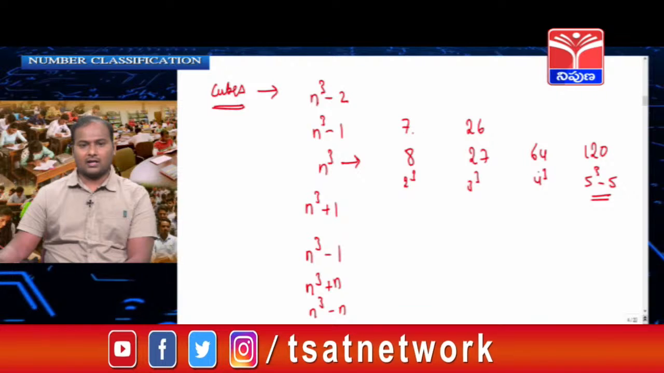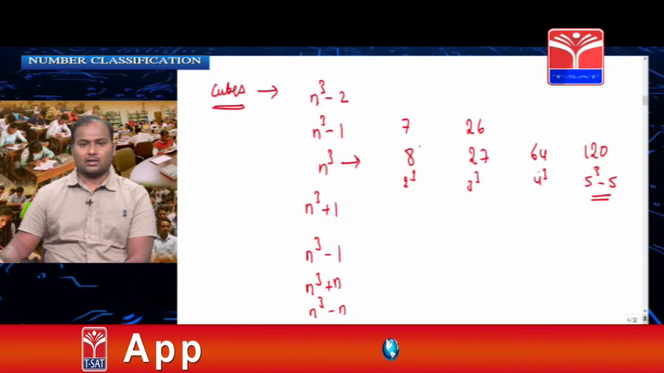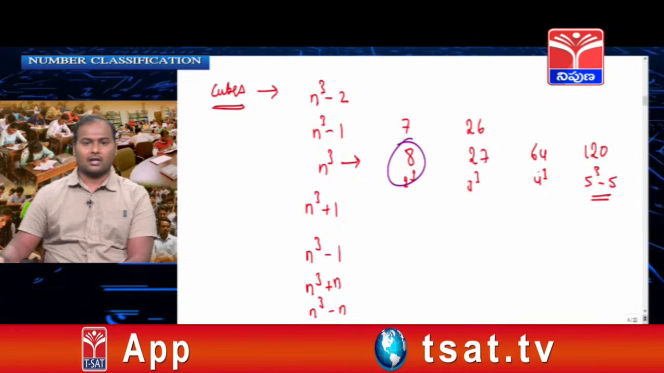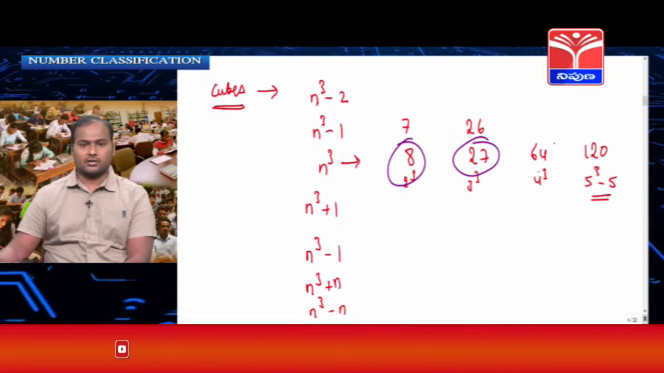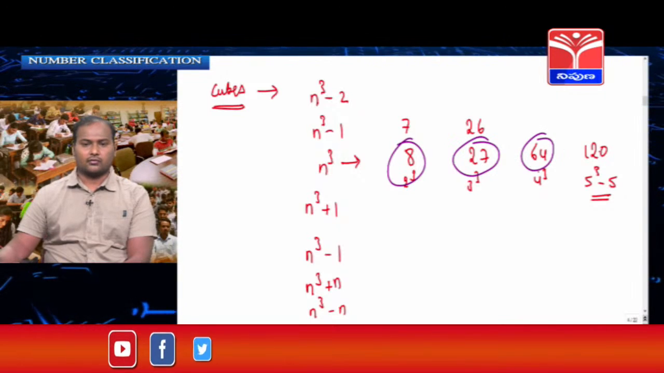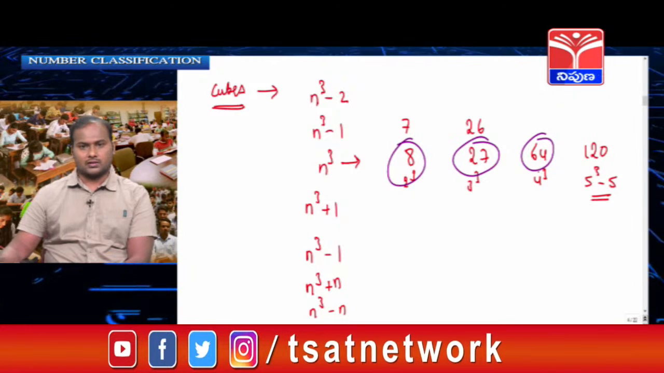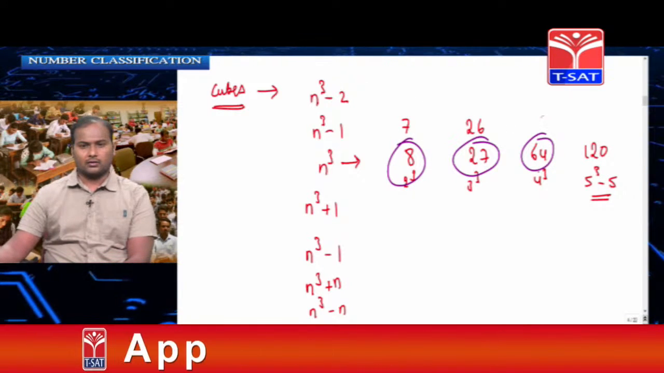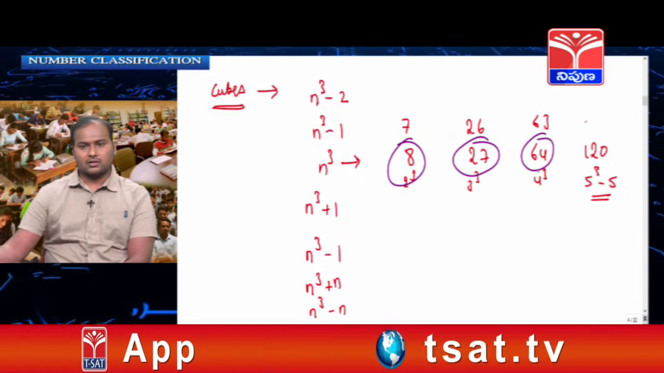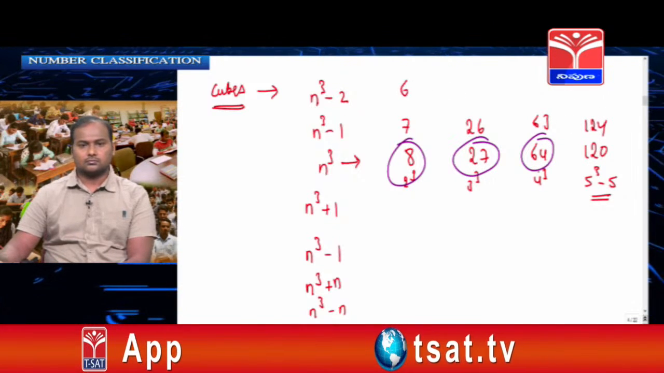The moment you see values near to this range, what is important in the exam is that you understand the values 8 and the values near to that, the values near 27, near 64, near 125, 216, like that. If you understand carefully, the moment you see the range of numbers, you can easily understand it. It's not a big deal.